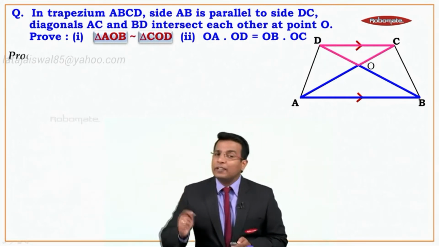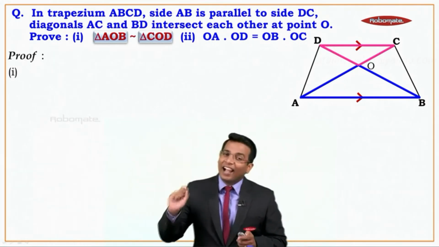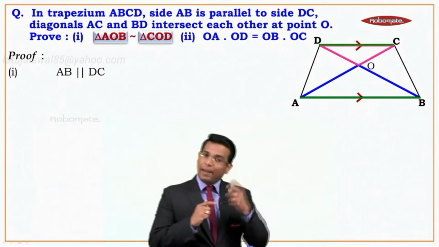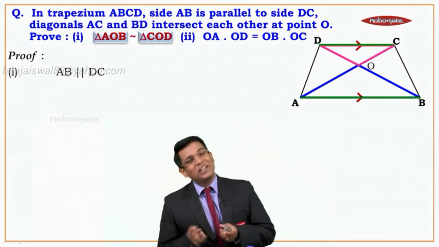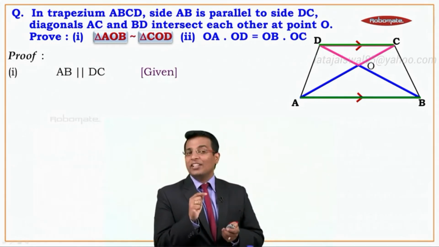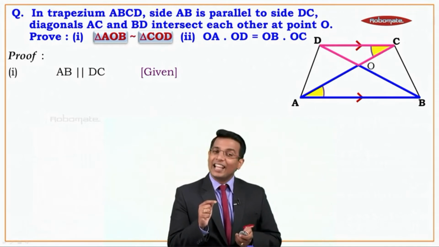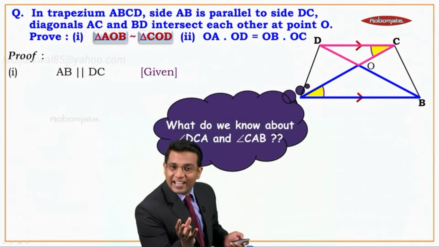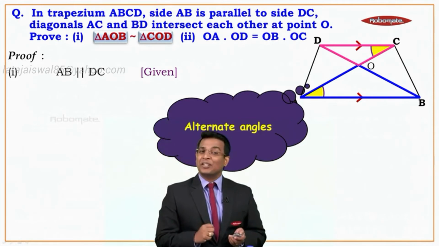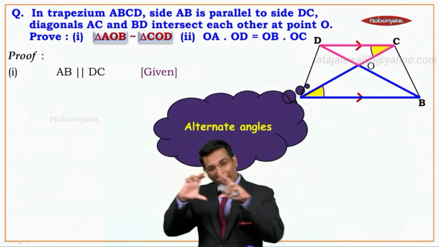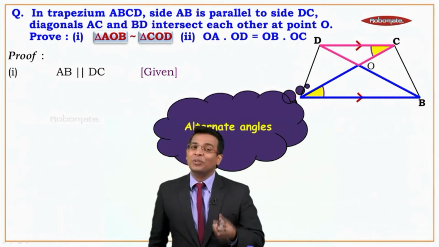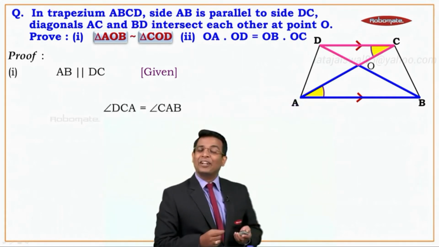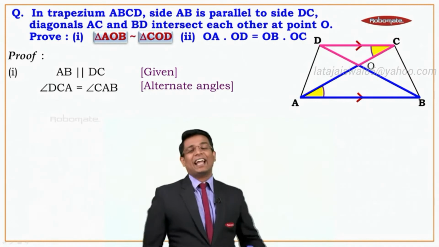Let's see. The very first information we had in the sum is that AB and DC are parallel to each other. So if AB and DC are parallel, we can consider a transversal. If I take AC to be the transversal, there are two angles which I get there, angle DCA and angle CAB. Now what do you know about these two angles, angle DCA and angle CAB? You know that these two angles are nothing but alternate angles. Now tell me, when two lines are parallel and you have a pair of alternate angles, we know that they are equal. Beautiful. That means we know that angle DCA is equal to angle CAB, and that is what we write there. We know why? Because they are alternate angles.